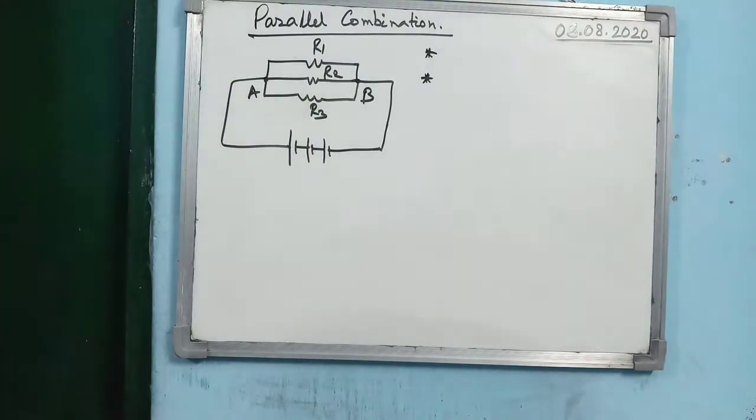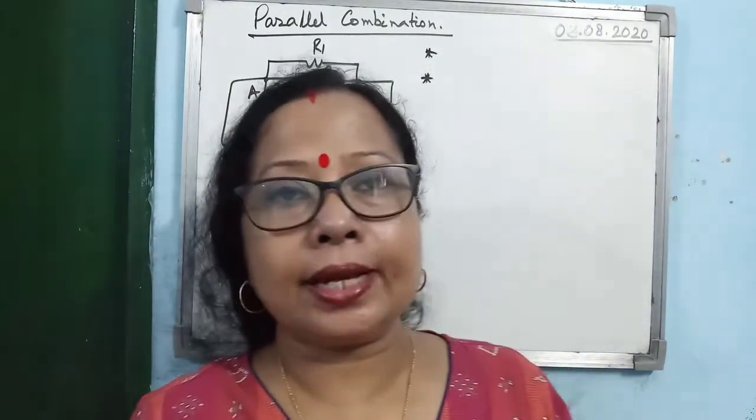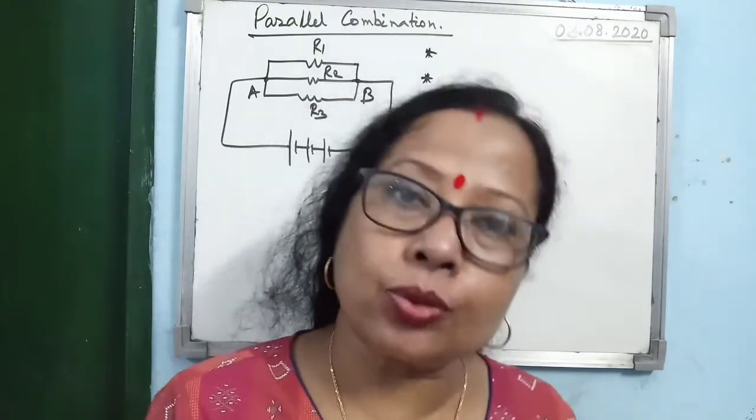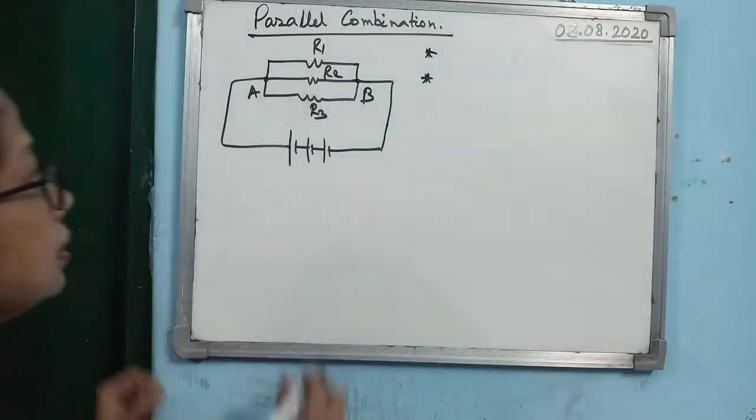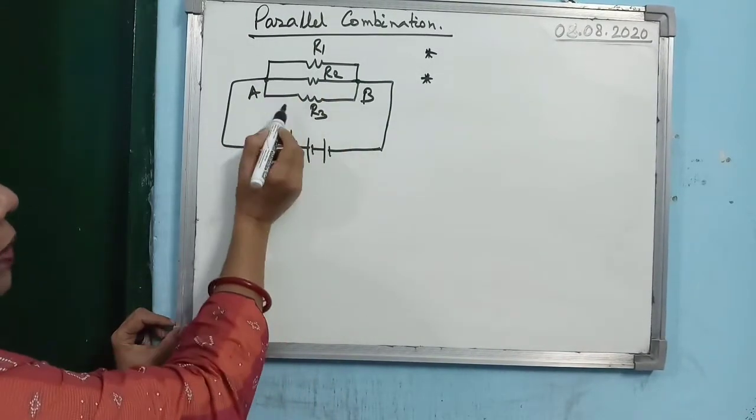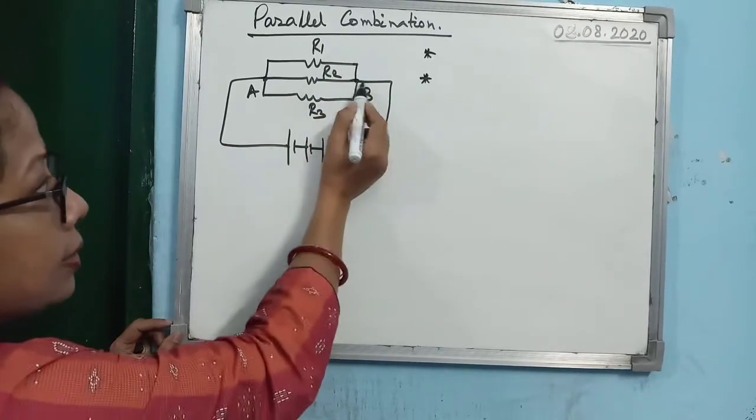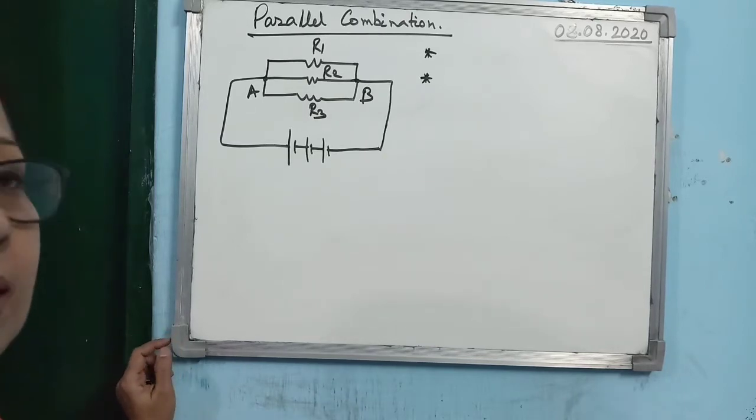So next one is parallel combination of resistances. So parallel means what? Suppose you are sitting with your partner face to face, okay, and then you are joining your left hands together, right hands together, then that is the parallel combination. So look at this diagram, R1, R2, R3 when we have taken, then all the left sides are connected to the point A and all the right sides, right hands are connected to the point B. Then that is known as the parallel connection.